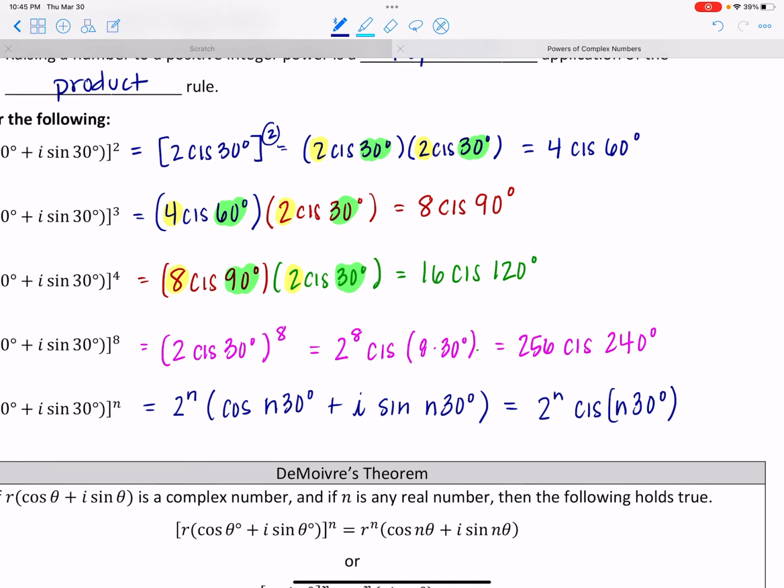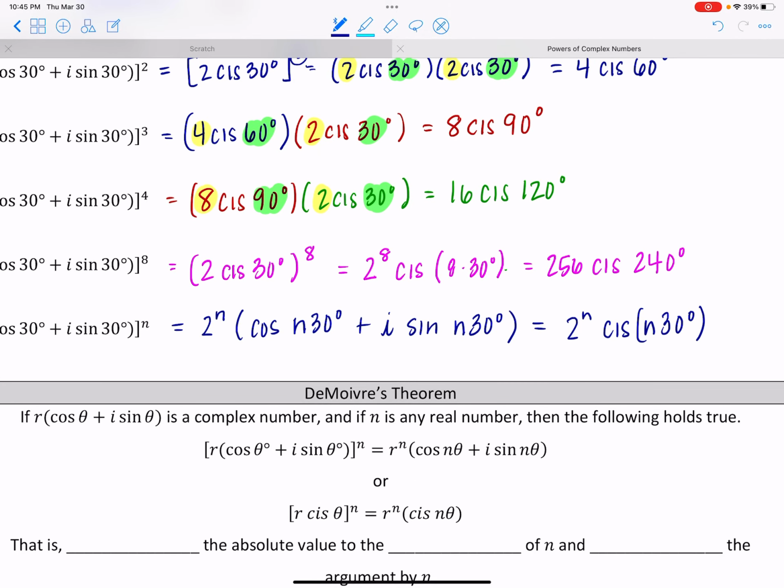Okay, so De Moivre is a French mathematician who actually has proven what we just showed there, the patterns that we just sort of discovered on our own. So his theorem says exactly what we just said.